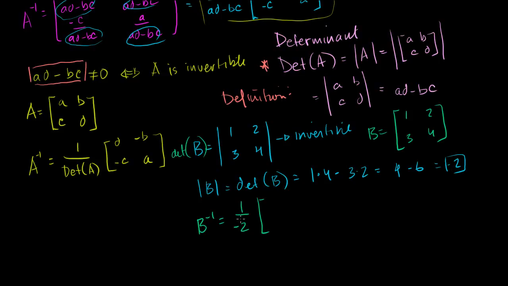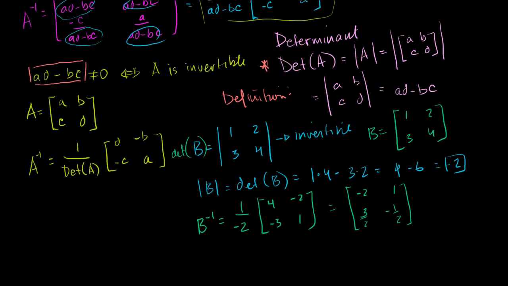which is minus 2. So 1 over minus 2. We swap these two guys, so they get a 4 and a 1. And then these two guys become negative: minus 2 and then minus 3. If we multiply this out, minus 1/2 times 4 is minus 2. Minus 1/2 times minus 2 is 1. Minus 1/2 times minus 3 is 3/2. Minus 1/2 times 1 is minus 1/2. So that there is the inverse of B.